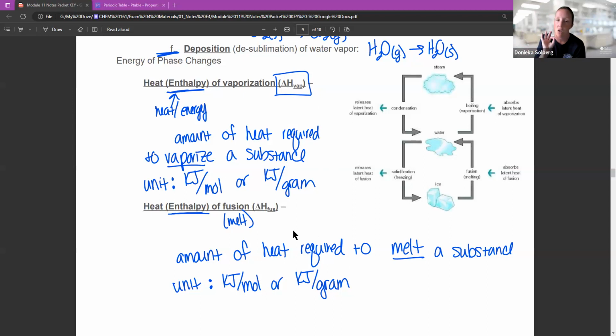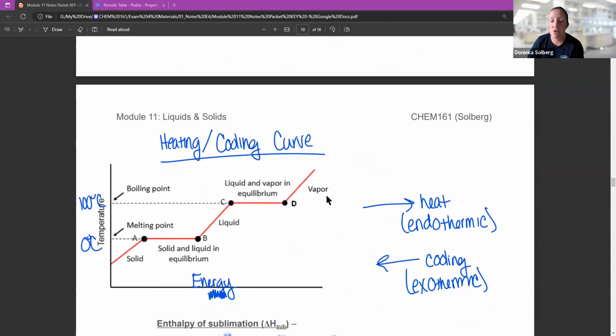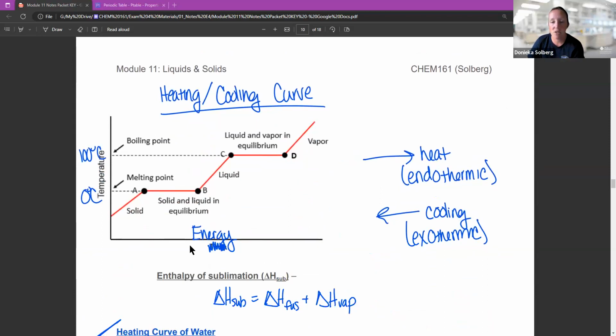Every substance has its own specific enthalpy of vaporization and enthalpy of fusion. So I am going to show you how to use those and how to figure out the energy required to melt, vaporize, freeze, condense things. So what you're looking at here is what's called a heating and cooling curve. And yes, I know it's not curved, but you have lines essentially. And it's not just a straight line.